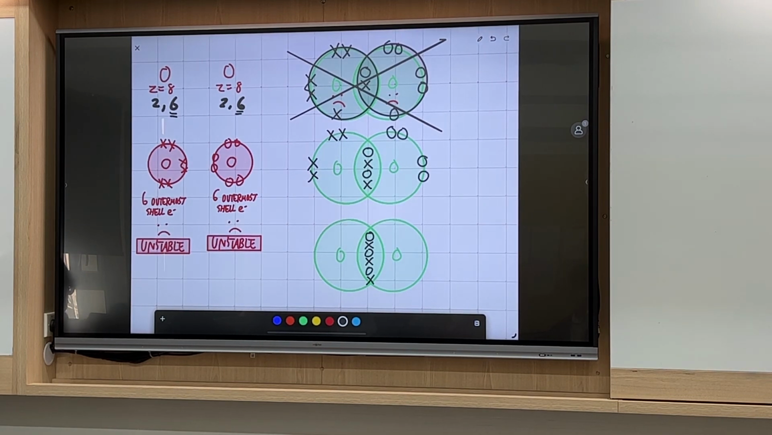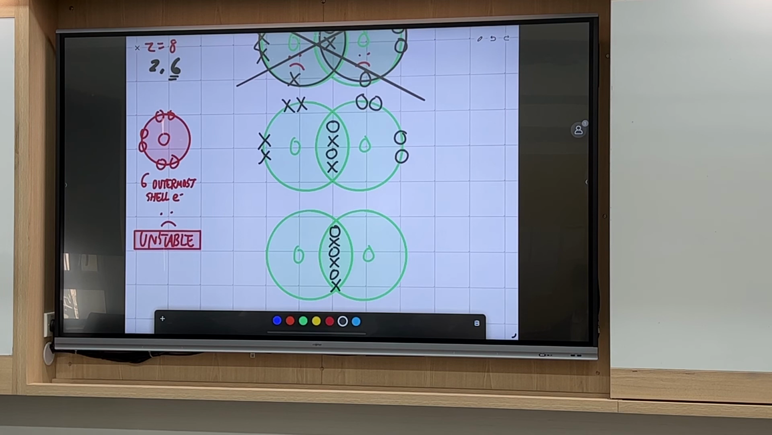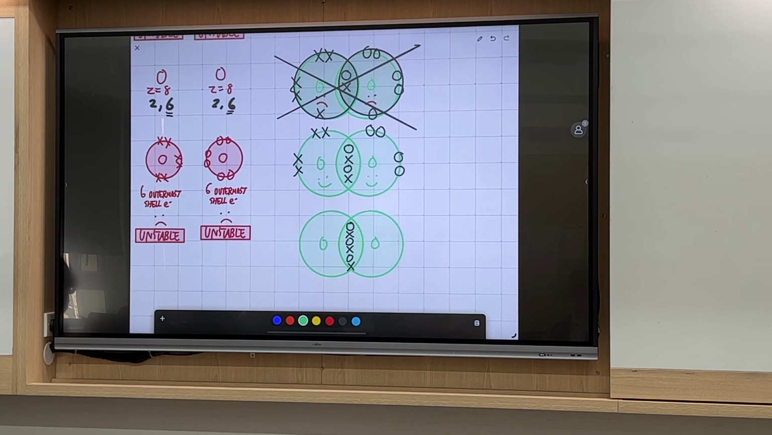So can you tell me, is it stable now? Yes, because if we count the total number of electrons in this circle, there's 2, 4, 6, 8. So this is how oxygen will form a bond.